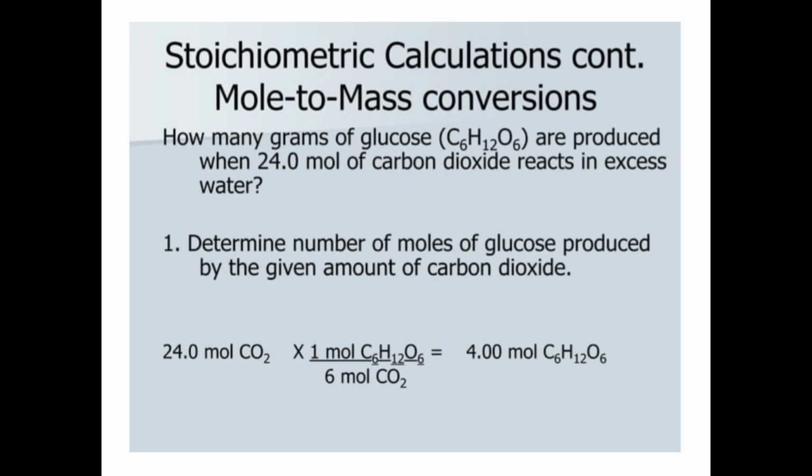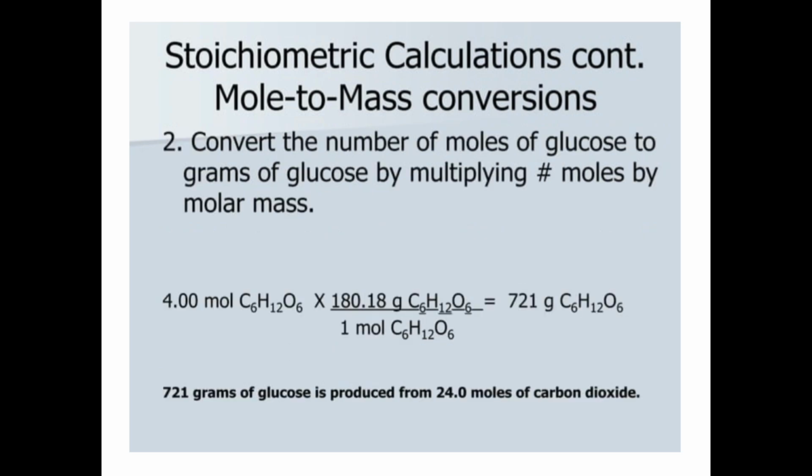Now, after you have gotten the moles of the unknown, the next thing to find the mass is to multiply by molar mass, since we have gotten the mole now. The molar mass of glucose is 180.18. So that's 4 multiplied by 180.18, which will give us 721 gram of glucose.